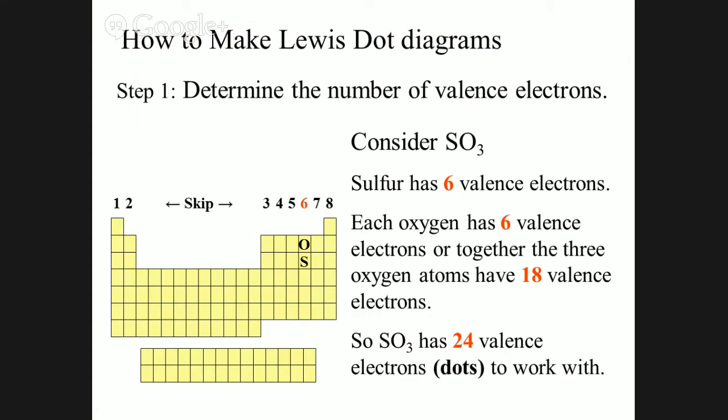So here are the rules to make Lewis dot diagrams. First rule, step 1, determine the number of valence electrons. So you look at your compound and you check each element in the compound and use our trend, 1, 2, skip, 3, 4, 5, 6, 7, 8. Sulfur has 6 valence electrons. Oxygen also has 6, but there are 3 oxygens in this compound. So altogether there are 18 valence electrons from the oxygen atoms, plus the 6 from the sulfur. So SO3 would have 24 valence electrons to work with.